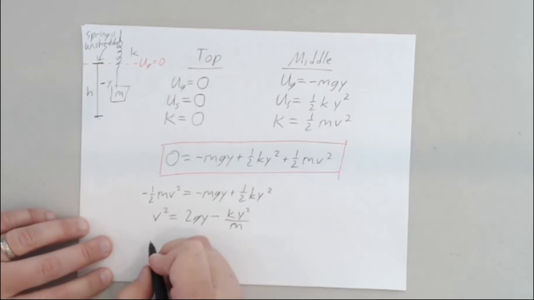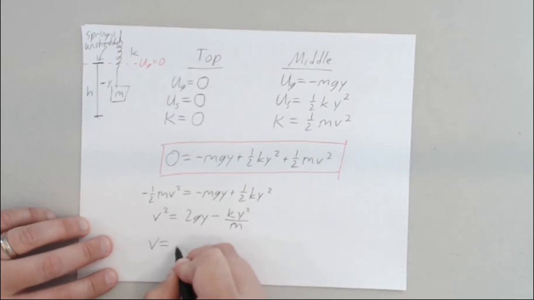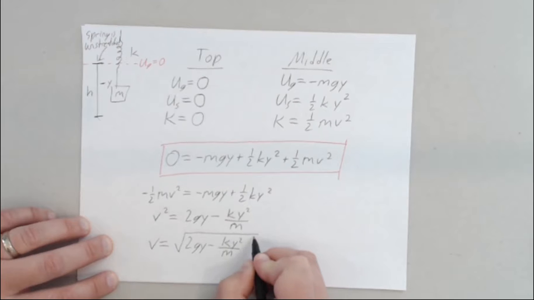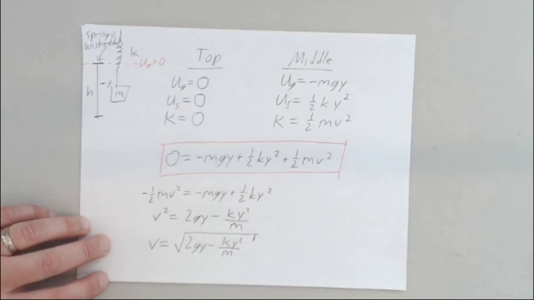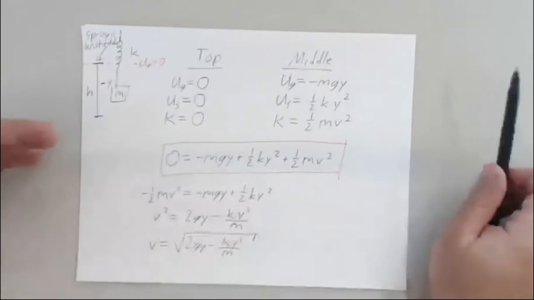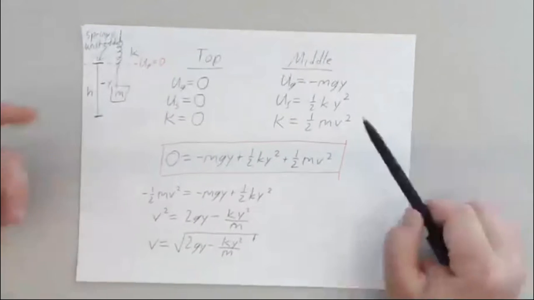And now I just take the square root. So my velocity as a function of position is just the square root of 2gy minus ky squared over m. Okay? So it's a mess, but okay, right? Whatever. That's just what it looks like.